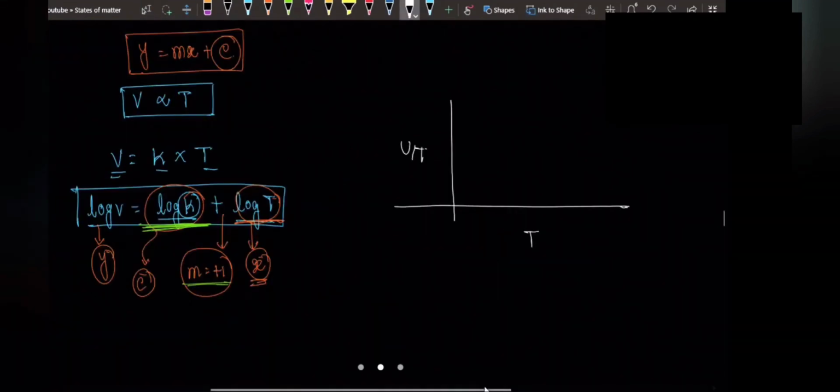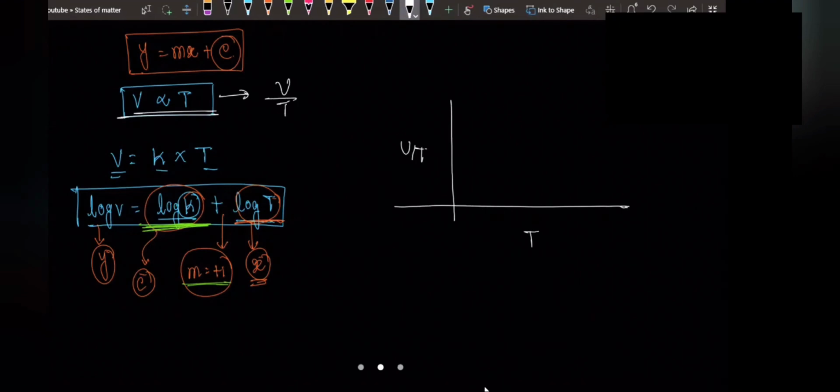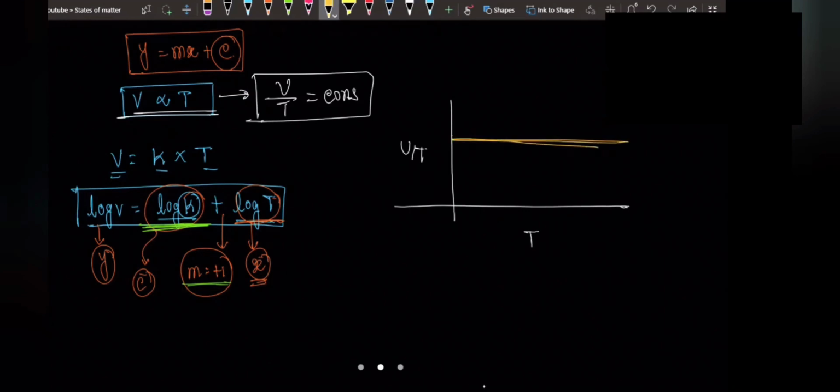Now, again, from this equation, you can see V versus T. So from there, I can write V by T is equal to constant. So when something is equal to constant, try to understand this portion. If V by T equals constant, it would be a straight line parallel to the x-axis. Why is that? Because V by T equals constant. So if you change the temperature from 0 degrees centigrade to 1 degree, 2 degree, 3 degree, 4 degree, or 5 degree, the value would remain the same, because the V by T value would never change.